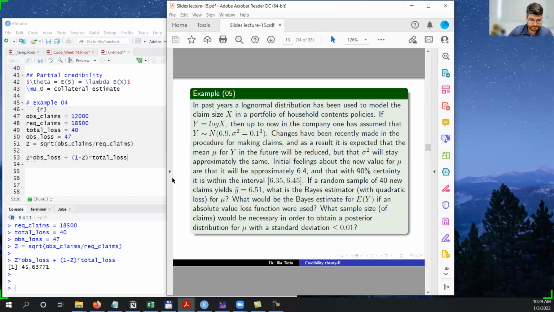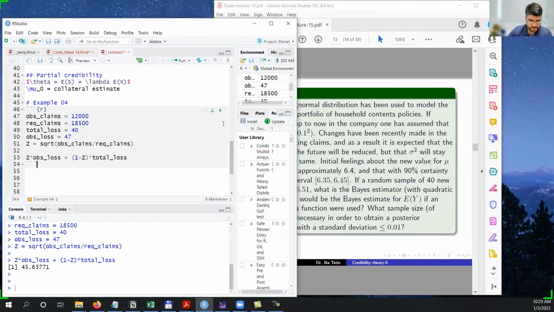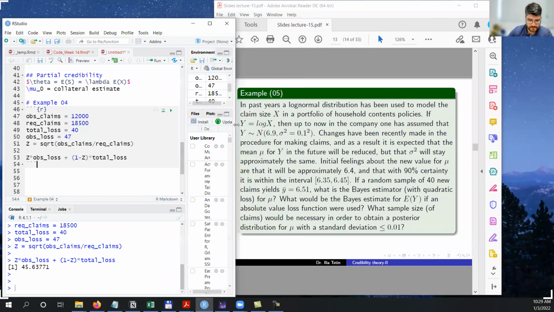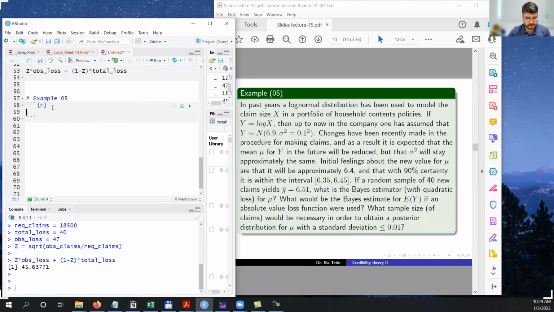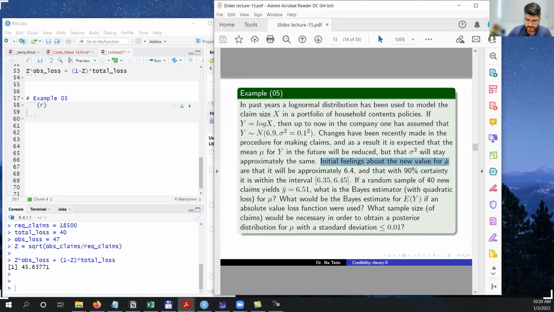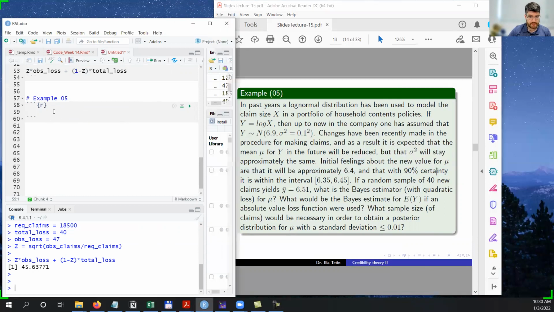So let's place this information into R, and maybe this will be a little bit easier. So what is actually happening here? We assume a normal prior for mu. Initial feelings of the new value of mu are that it will be approximately 6.4 and with 90% certainty in this interval.